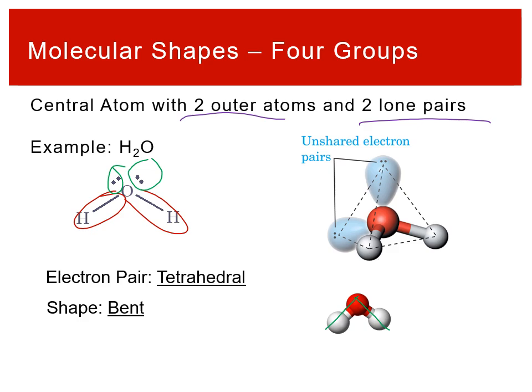It's only the 2 bonds sticking out in different directions. It's not a linear molecule. So we call this a bent shape. Again, the electron pair geometry is representing those lone pairs, tetrahedral orientation, but the shape only cares about atoms, and you have a bent molecule.